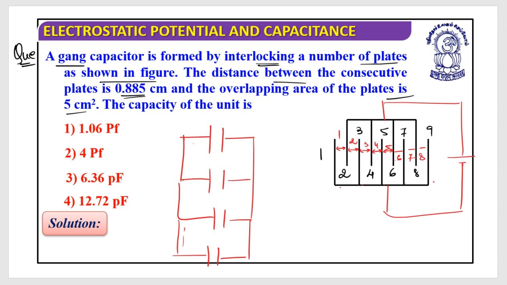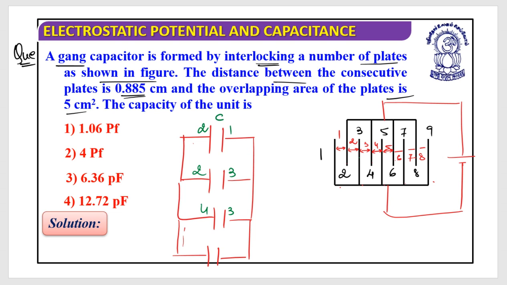I hope you understand this. Can you see this? Let's suppose this is plate number 1 and this is plate number 2. Plate 2 and 3 will form one more capacitor, then 3 and 4 will form one more capacitor, and onwards.